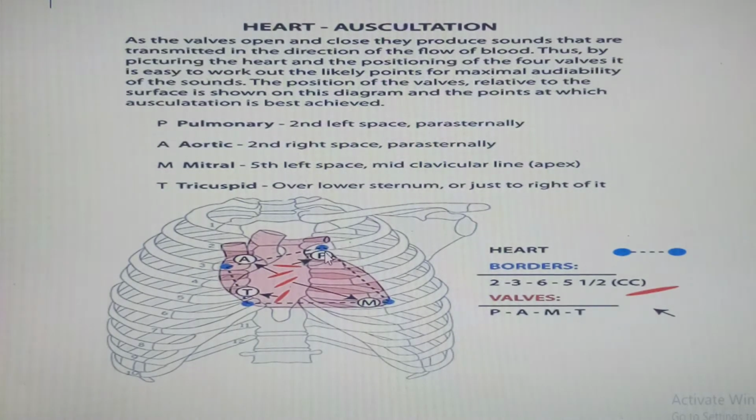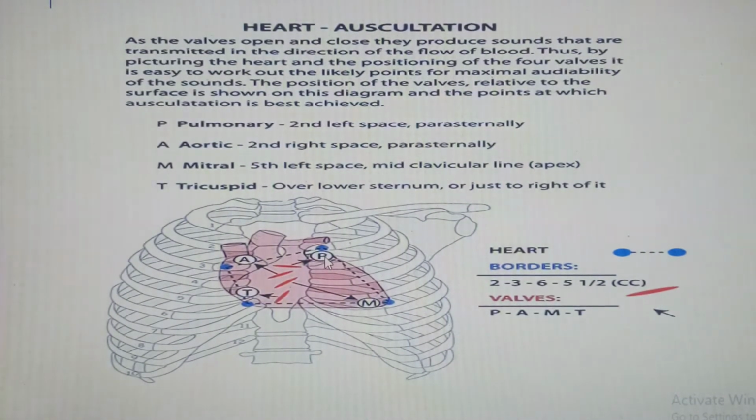Now, just opposite to that, the left second intercostal space will be that of the pulmonic or the pulmonary valve, or the right semilunar valve. This valve is the pulmonary valve. So you can listen to the pulmonary sound over here.